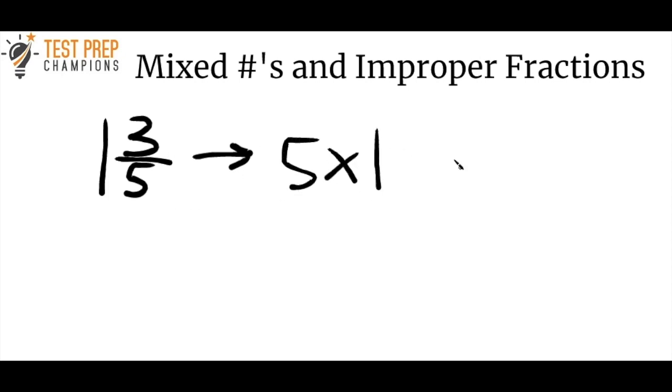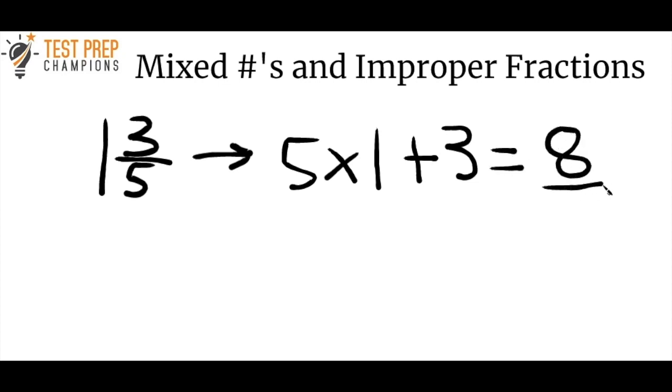And then what we're going to do is add our numerator. The numerator is the 3. So we do 5 times 1, which is just 5, plus 3 is 8. And so then the last step is we take this number, which is 8, and write that over the denominator in the original mixed number. The denominator in the original mixed number, again, is the 5 here.